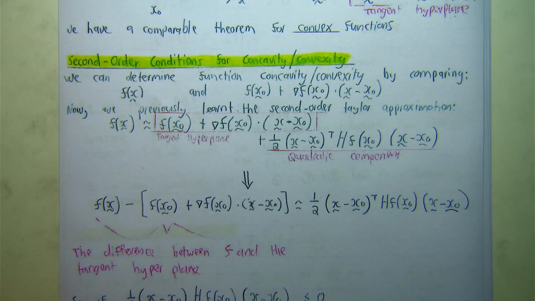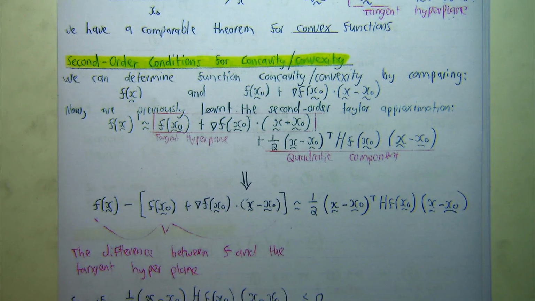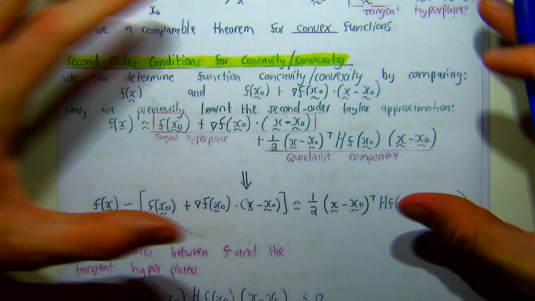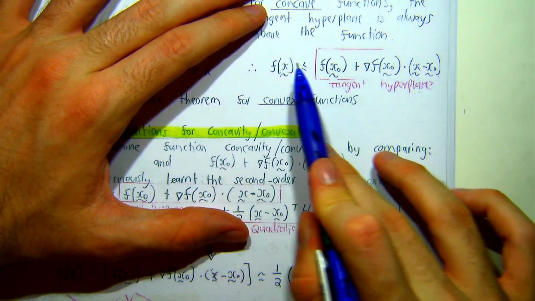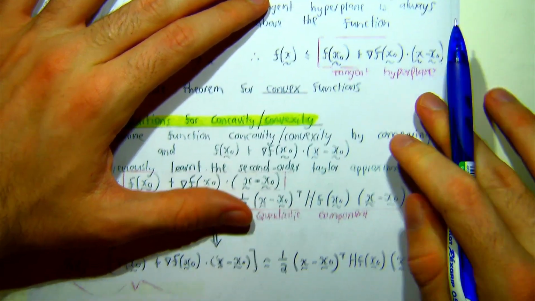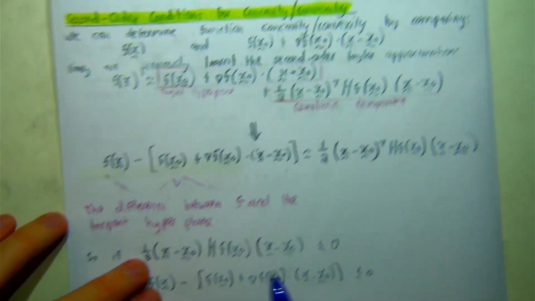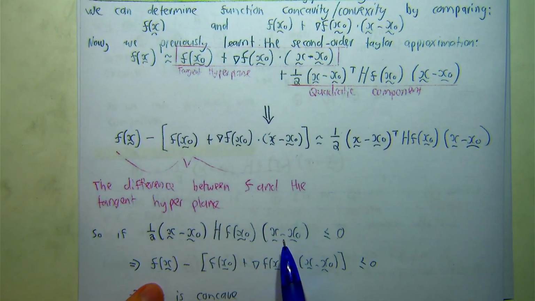Okay, and that means that if the difference between f and the tangent hyperplane is less than or equal to 0, we know that f is concave. And if this quadratic component is less than or equal to 0, that will imply that that is true. So essentially we can focus our analysis on this by instead analyzing the quadratic component here.